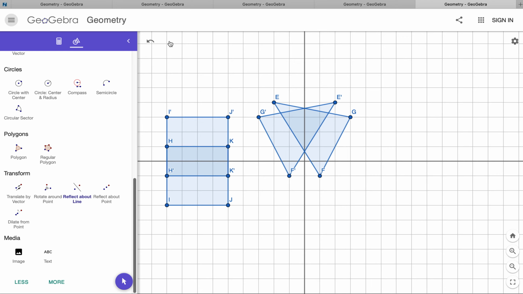Okay, hopefully this gives you a pretty good visual of what reflections do, and you should be able to take, like I said, any of those shapes and any of those lines and reflect them.